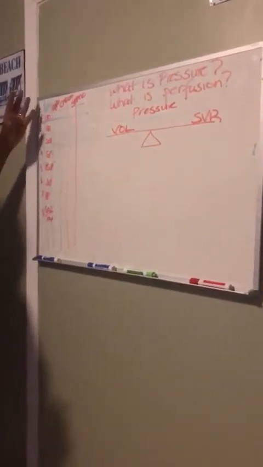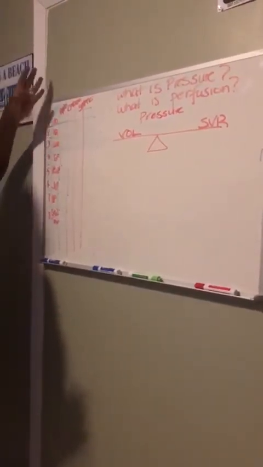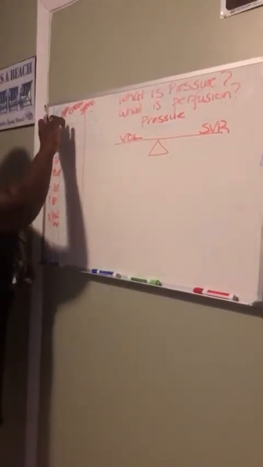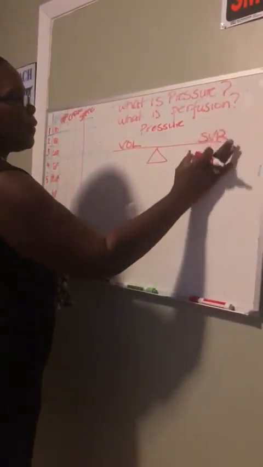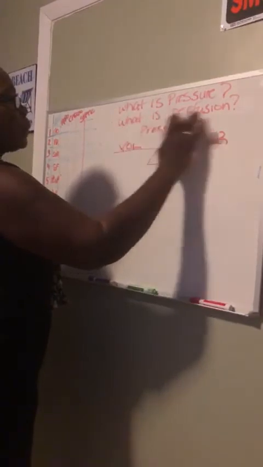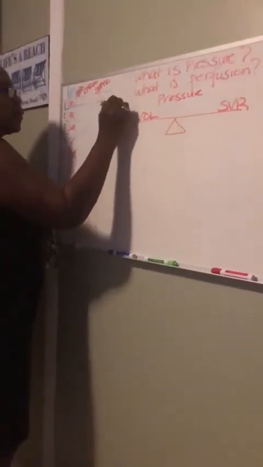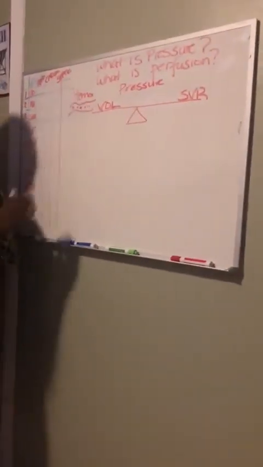If you know what the normal values are for these, and you know what happens when it goes up or down, you'll have a good understanding of your hypovolemic and your cardiogenic shock. So I'm going to go over those 2 today. So what is pressure? Pressure is that balance between volume and systemic vascular resistance. What is perfusion? Perfusion is that hemoglobin transporting oxygen to those vital organs. That is what perfusion is.